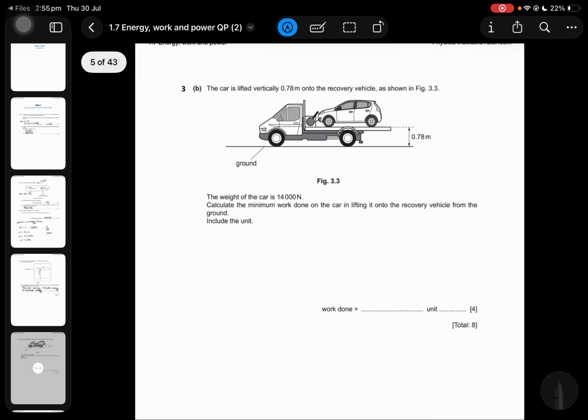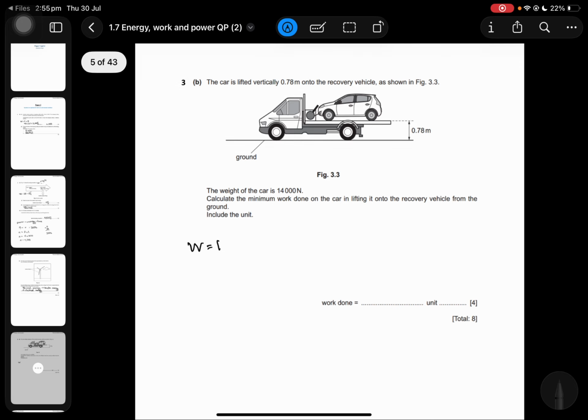The car is lifted vertically 0.78 meters onto the recovery vehicle as shown in figure 3.3. The weight of the car is 14,000 newtons. Calculate the minimum work done on the car in lifting it onto the recovery vehicle from the ground. Include the unit. So the work done formula is force multiplied by distance. Over here, our force is 14,000 newtons multiplied by the distance of 0.78.